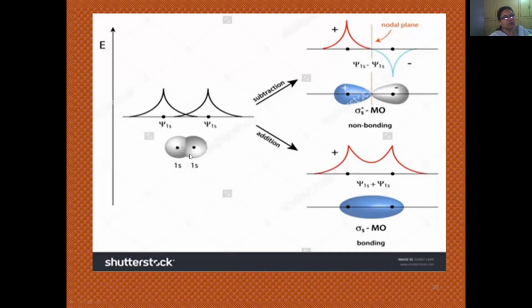If one orbital interacts with another orbital, they may form in-plane or out-of-plane symmetries. That is, they may form a bonding molecular orbital or an anti-bonding molecular orbital. This is called in-plane and this is called out-of-plane.